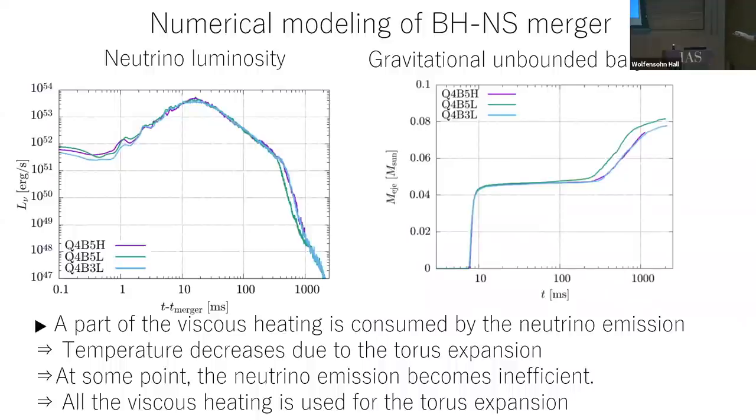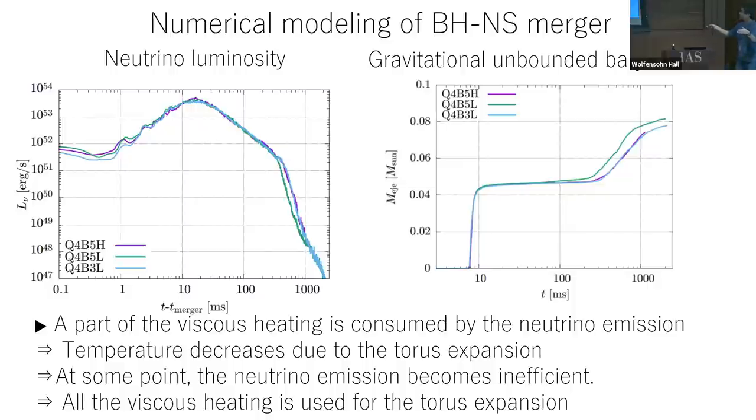The left-hand side figure shows the neutrino luminosity as a function of time. Here is a log plot. In the initial phase, let's say the time scale of order 100 milliseconds, a part of the viscous heating is consumed by the neutrino emission. Then the temperature gradually decreases due to the torus expansion.